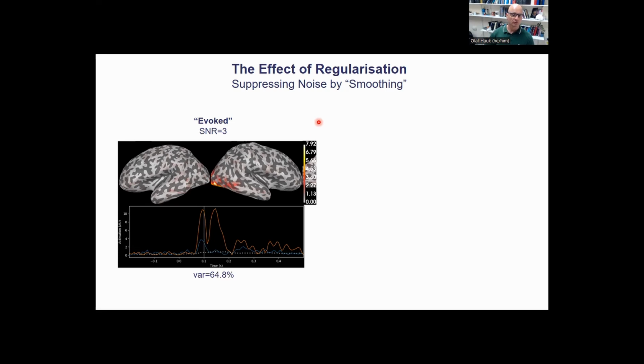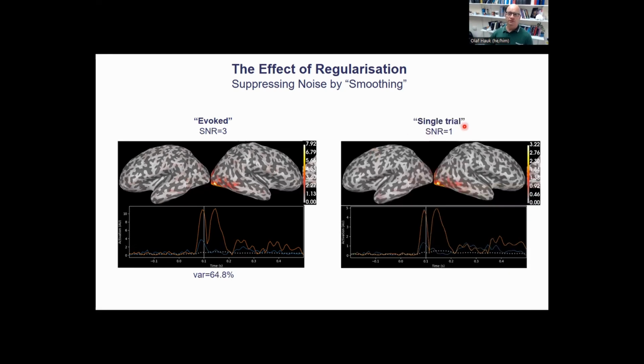Oh, I forgot. In this case, if I look at the output of the software, it tells me that it explains 64.8% of the variance, but that's across the whole data set, I assume. So not just for this particular peak, but including the baseline. So that's the level of variance we can explain across the whole data set with this regularization parameter.